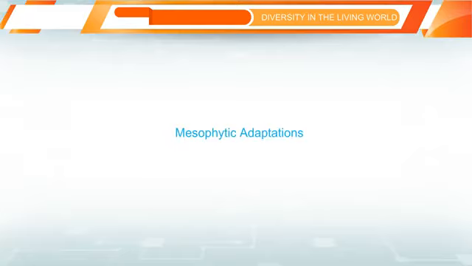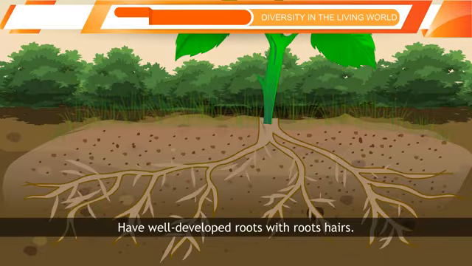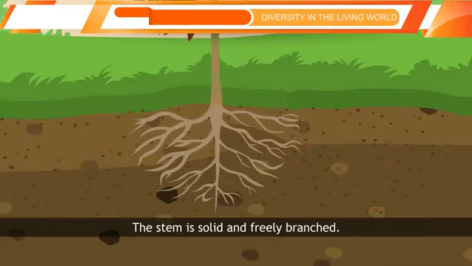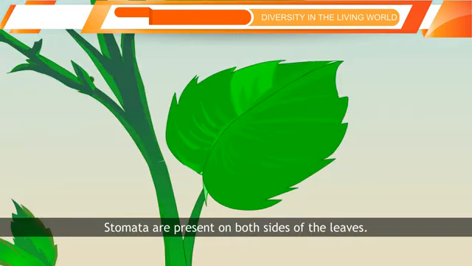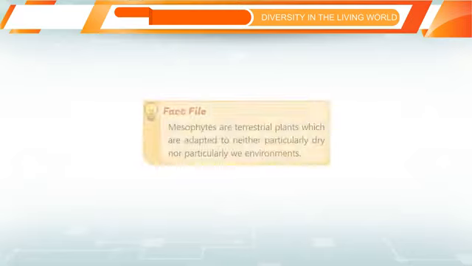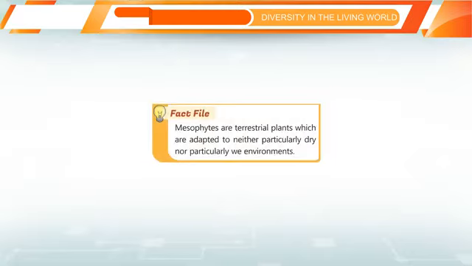Mesophytic adaptations: well-developed roots with root hairs. The stem is solid and freely branched. Leaves are generally large and have various shapes. Stomata are present on both sides of the leaves. Fact file. Mesophytes are terrestrial plants which are adapted to neither particularly dry nor particularly wet environments.